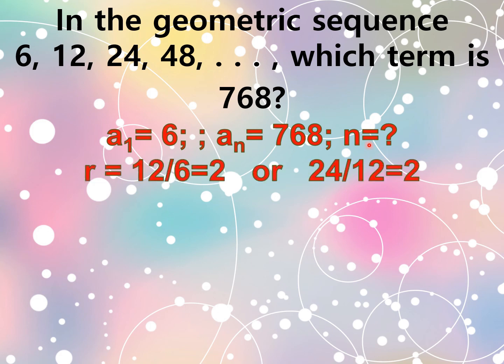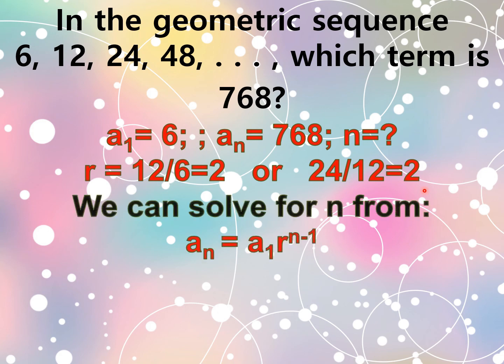So, from the sequence, masosolve din natin yung value ng r. 12 divided by 6, that is equal to 2. Or 24 divided by 12, that is also 2. Ang common ratio natin dito ay 2. So, from the n term formula, we can solve for the value of n.